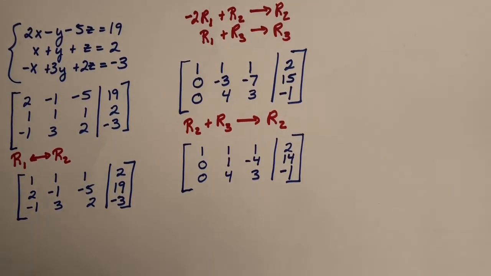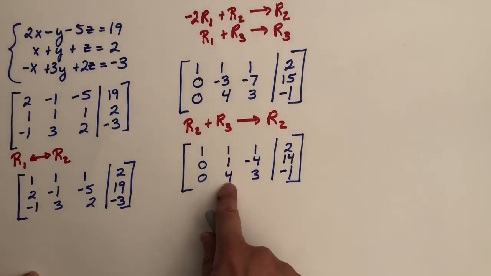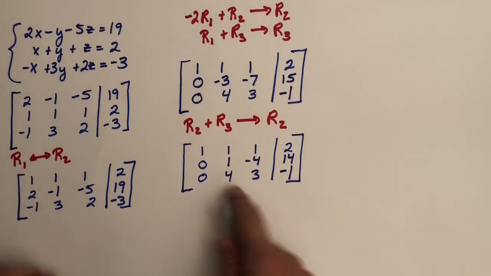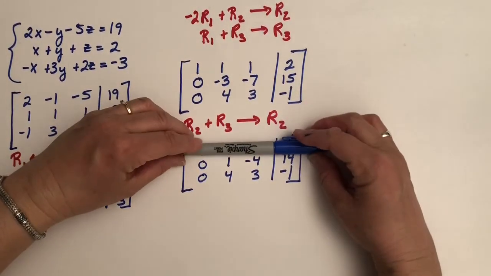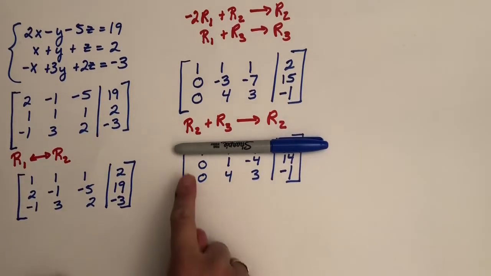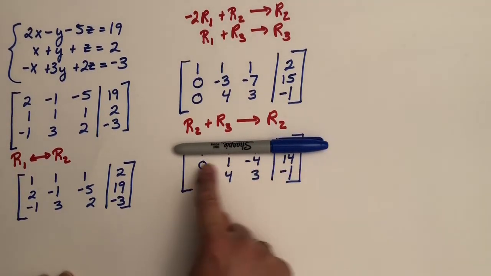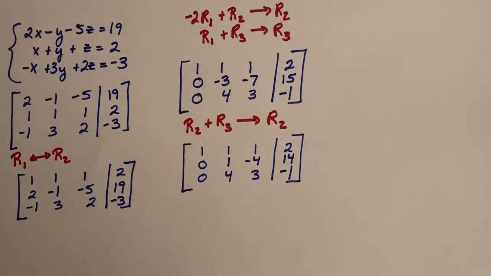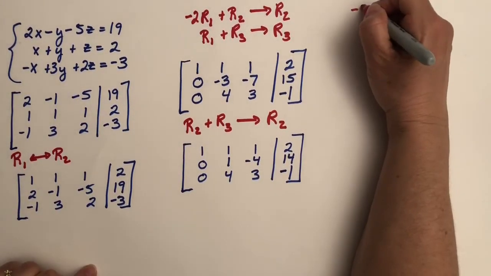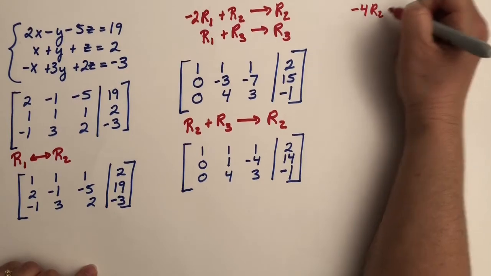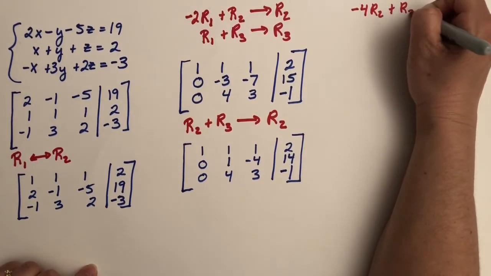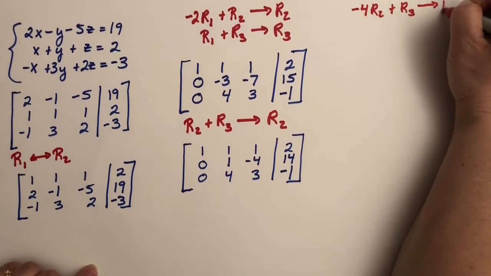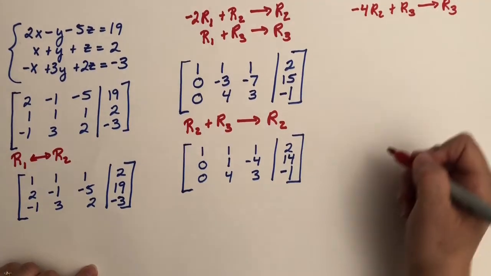My next step is to make a 0 here. Again, I'm not going to involve row 1 at all. Notice I can multiply row 2 by -4 and add. So let's do that. We'll have -4 times row 2, add that to row 3, and we're going to put the results in row 3.